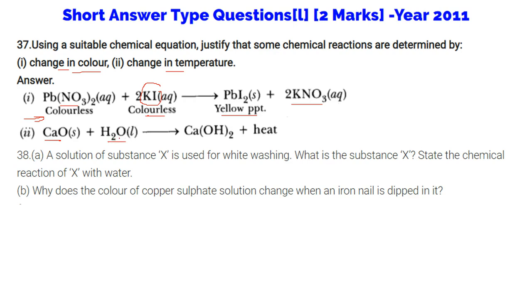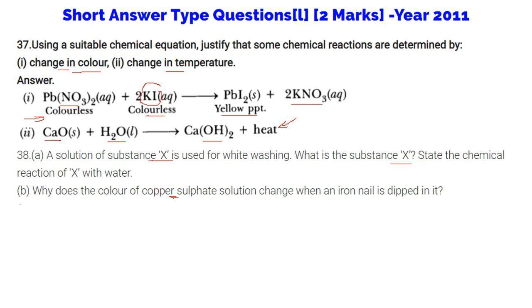So, quick lime gives you slaked lime, and in this case, you will observe a hissing sound along with heat being produced. A solution of substance X is used for whitewashing. What is the substance X? State the chemical reaction of X with water.